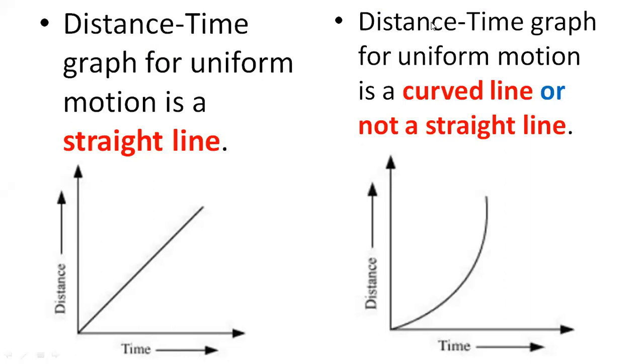Please change these words here. It is written distance time graph for uniform motion. Write down non-uniform motion here. Put the word non here. I forgot to write that. So please write it: distance time graph for non-uniform motion is a curved line or not a straight line. These are the graphs which you need to draw there.